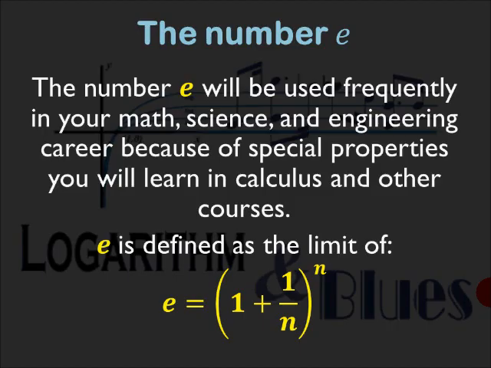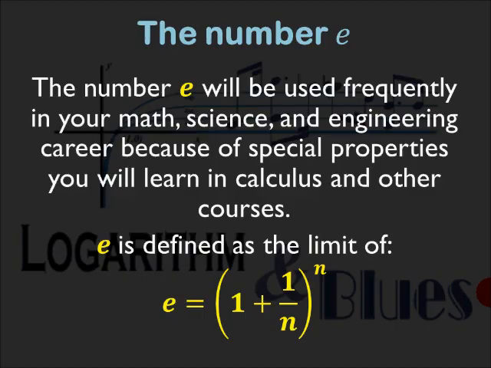The number e is a number. It's a number just like 1, 2, 3, pi, radical 2, whatever. The number e will be used frequently in your math, science, and engineering career because of its special properties that you will learn in calculus and other courses.